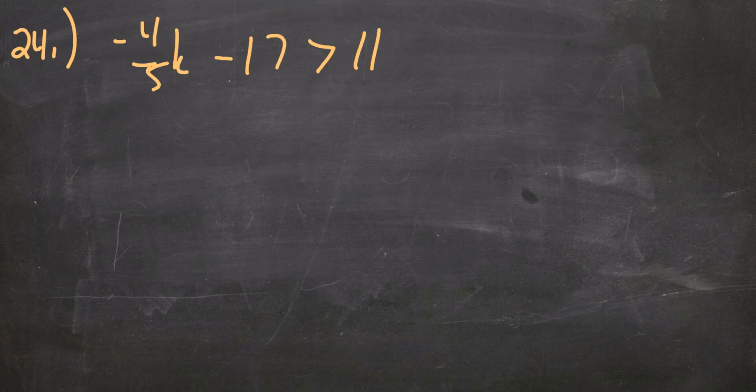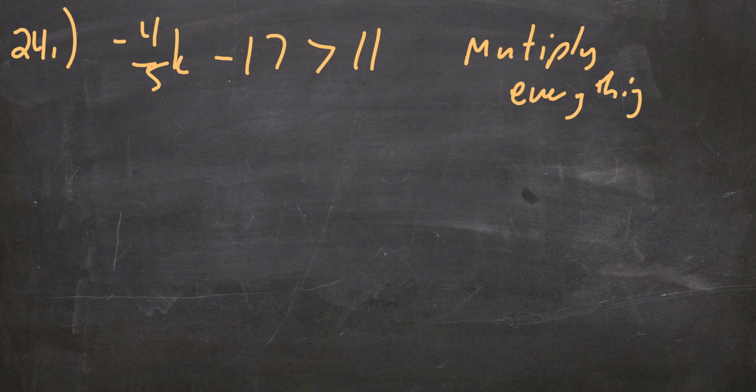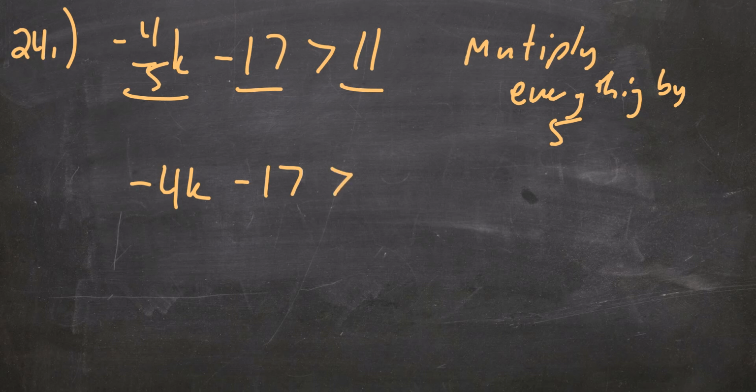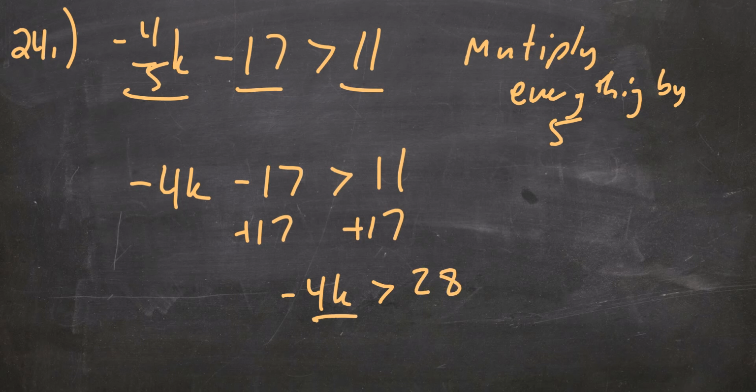All right, 24. I'm going to multiply everything by 5. And this is what a lot of people who don't like fractions will do, is they'll multiply everything by 5. So I'll multiply this by 5, this by 5, and this by 5. I end up with negative 4k minus 17 is greater than 11. I'm going to add 17 to both sides. I get negative 4k is greater than 28. I'm going to divide by negative 4. And since I divided by a negative, I have to flip it. I end up with k is less than negative 7.